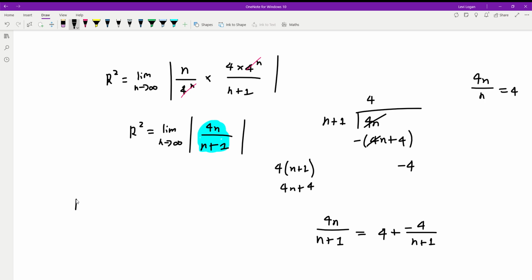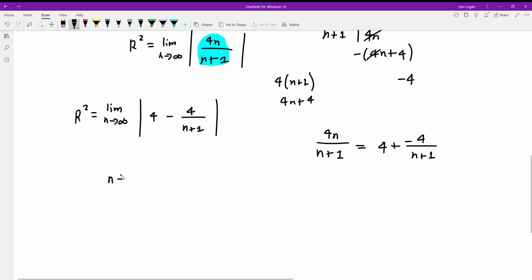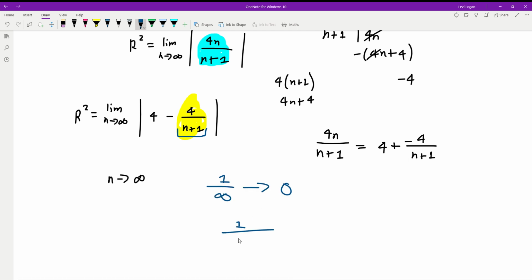So we can rewrite it here. The reason I wanted to do that is because now we can work out what this limit is very easily. So we would have the absolute value of 4 minus 4 on n plus 1. As n goes to infinity, this term here is going to go to 0, because the denominator is going to go to infinity. If you have 1 over infinity, that basically means 0, because it would be like 1 over 10 million, and that's a very, very small number. So if that approaches infinity, it's basically approaching 0.